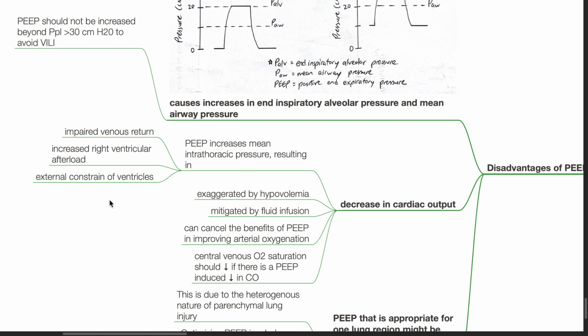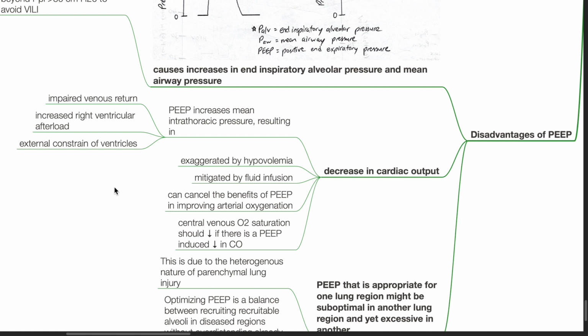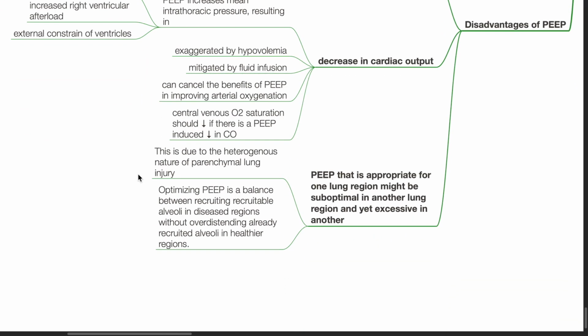This is exaggerated by hypovolemia. It is mitigated by fluid infusion. Decrease in cardiac output can cancel the benefits of PEEP in improving arterial oxygenation. Central venous oxygen saturation should decrease if there is a PEEP-induced decrease in cardiac output. PEEP that is appropriate for one lung region might be suboptimal in another lung region and excessive in another lung region as mentioned above.